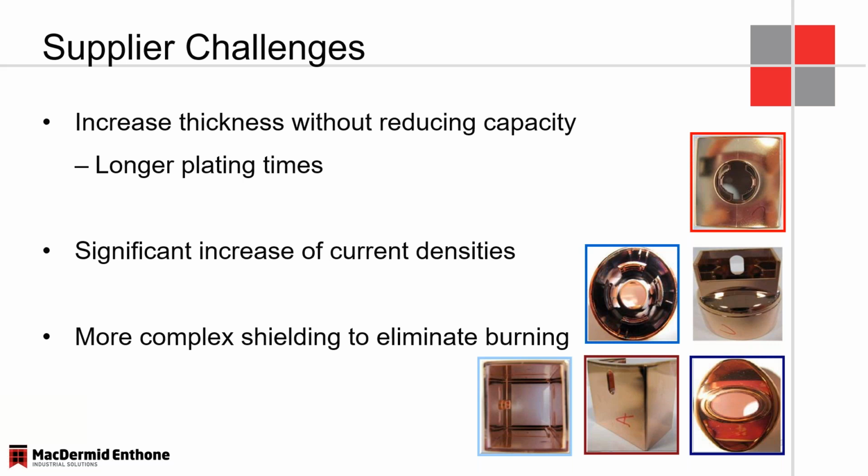So there's a significant increase in current density here, which becomes complicated because we know how sensitive some of these systems can be. If I even try to increase from 25 to 30, I might see burning. So now I have to add some extra shielding to my rack to eliminate that and to be able to even out the thickness distribution across the part at a higher thickness without burning with the same amount of production.